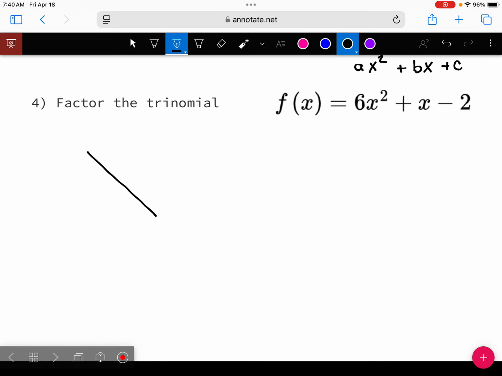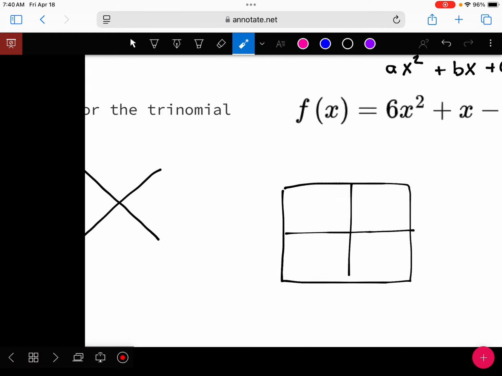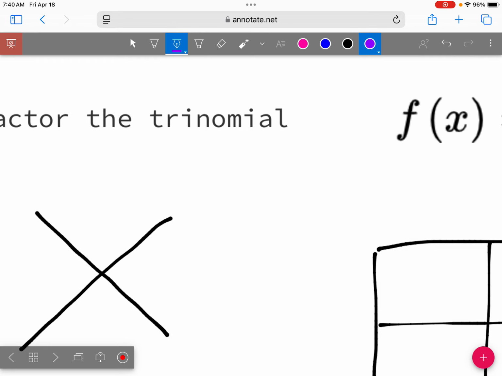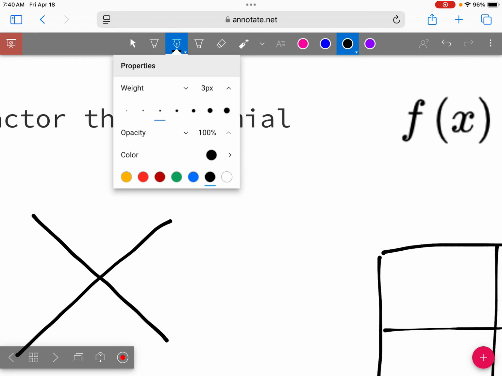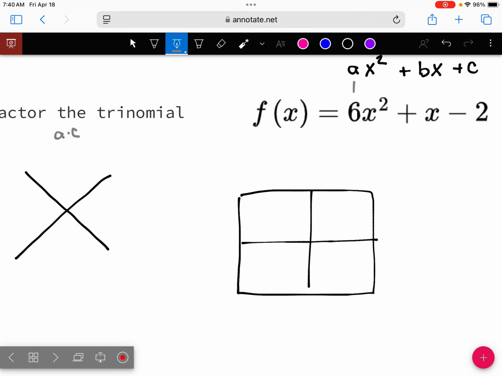So let's set this one up the same way we did at the very first one. We're going to use our x in our box. What's going to go at the top up here? 6x squared? No, this is when we take our a times c. So a times c goes at the top, our a being the 6, our c being the negative 2. So we get negative 12 at the top.